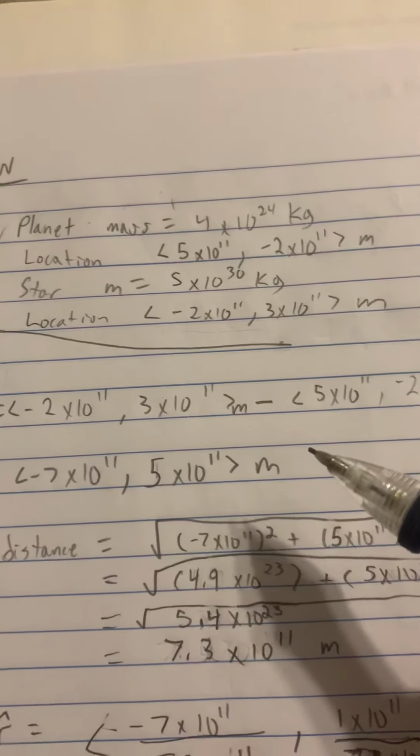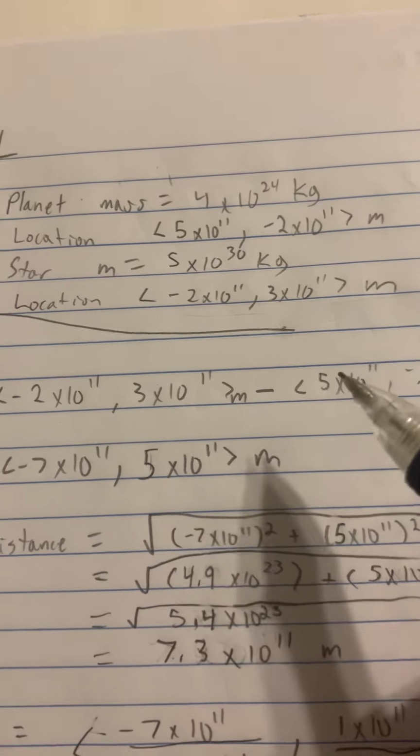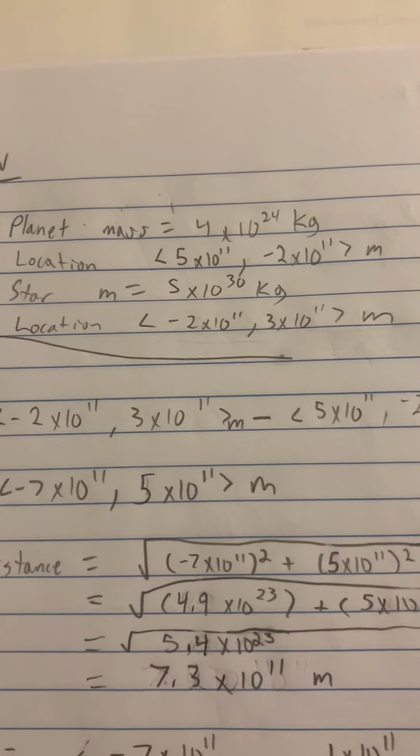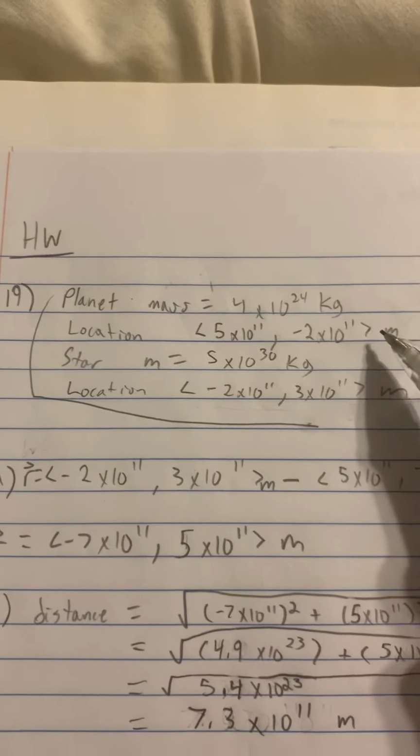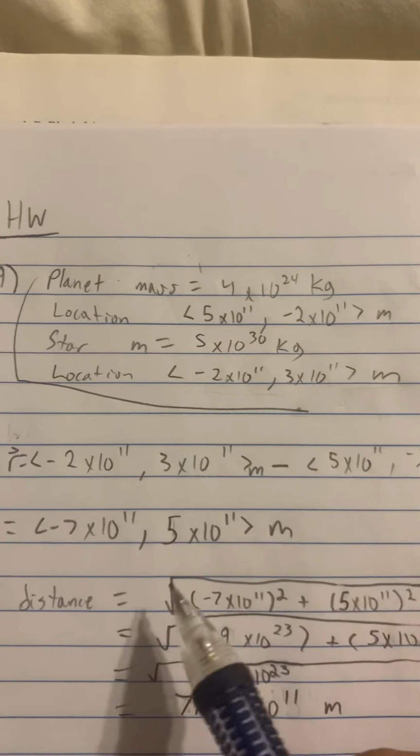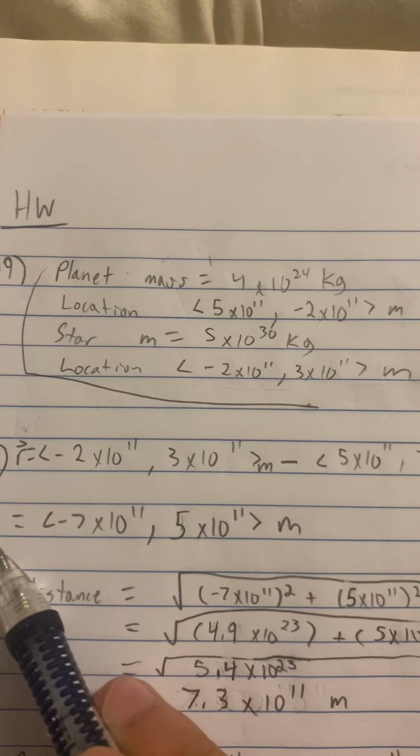And A is, what is the relative position vector r pointing from the planet to the star? So to find the relative position vector, you do the terminal minus the initial, you just do a vector subtraction, and you end up getting this for r.